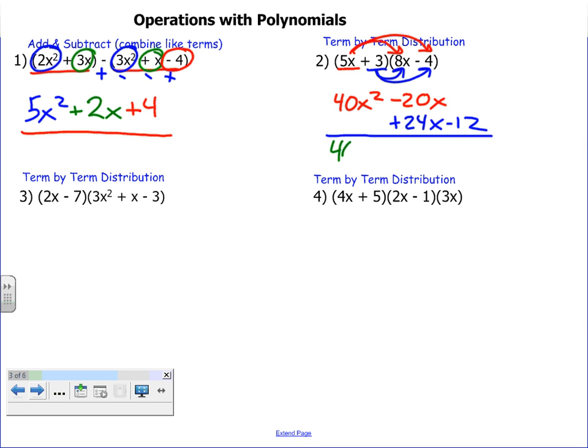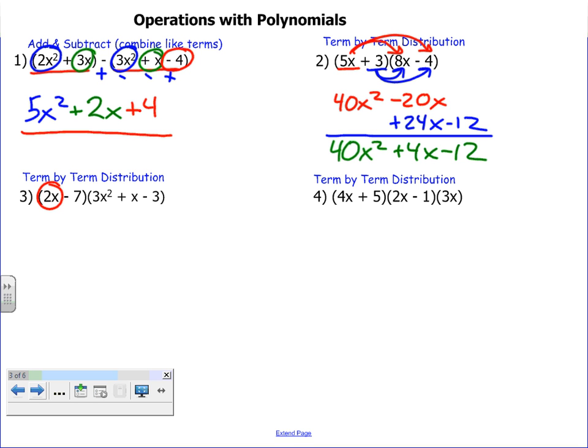So I have 40x squared plus 4x minus 12. Notice it's a lot like FOIL, where the 40 is the first, the inner and outside are the negative 20 and positive 24, and then the last is negative 12. Okay? So again, we're going to have the same outcome. We're going to follow the same process over here.